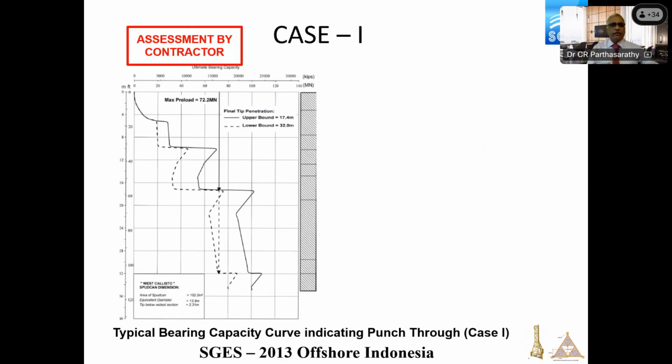So the contractor made an assessment of the leg penetration, and he predicted that the leg will penetrate up to around 32 meters. Okay, only the lower bound and the upper bound. The lower bound is predicted to go as deep as around 32 meters. So this location has 32 meters of leg penetration and about 80 meters of water depth. You need 10 meters of air gap, maybe another 5 meters of reserve length. If you add it all together, the available leg length was insufficient.